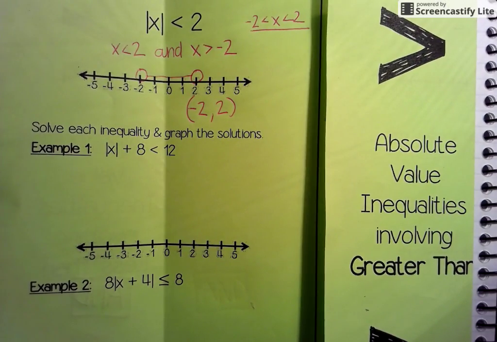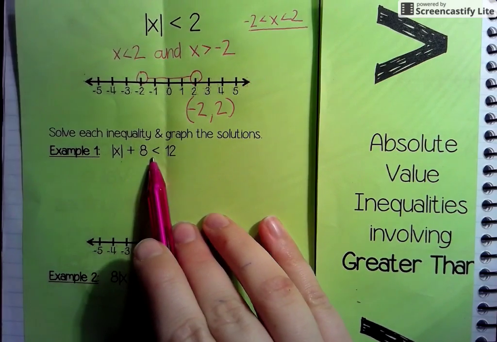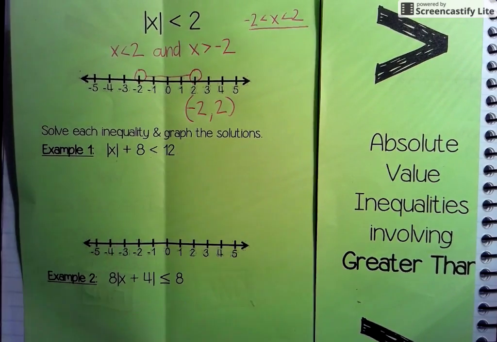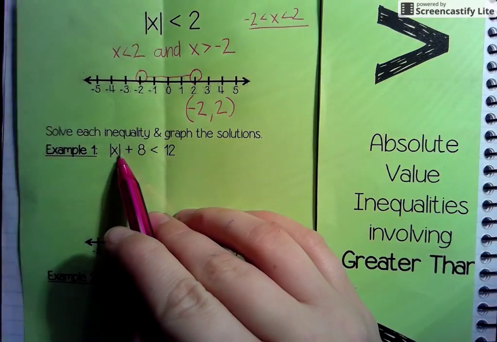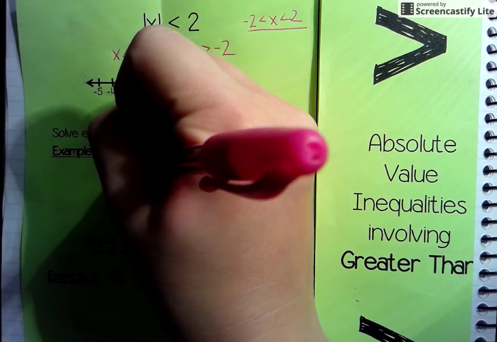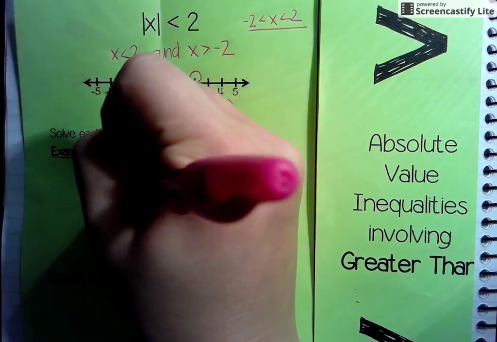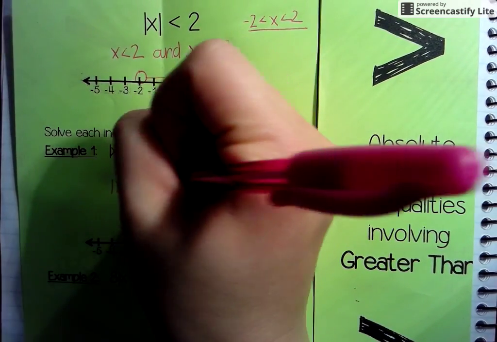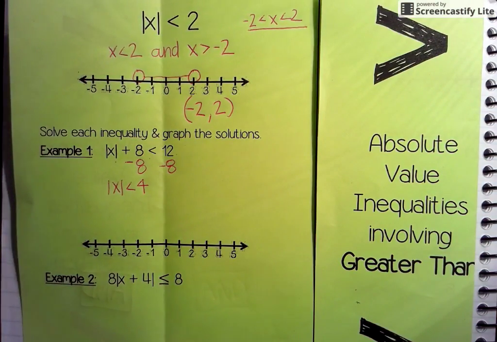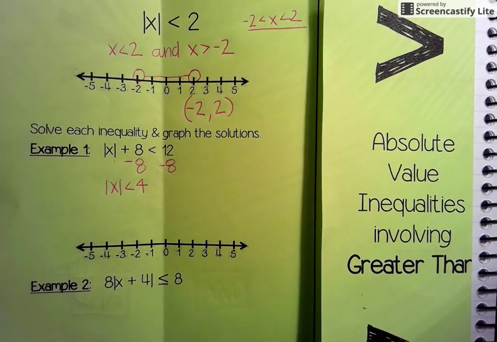Now, when you're solving inequalities and graphing solutions, you always have to get the absolute value by itself before you can make your two equations. So right now I have my absolute value of x plus 8 is less than 12. So I know it's an and statement, but I have to get this absolute value by itself before I can start graphing and solving. So I'm going to subtract 8 on both sides. So I'm left with the absolute value of x is less than 4. Now, because I have the absolute value is less than 4, I now can make my two equations.